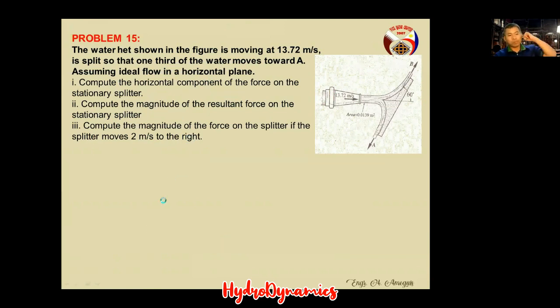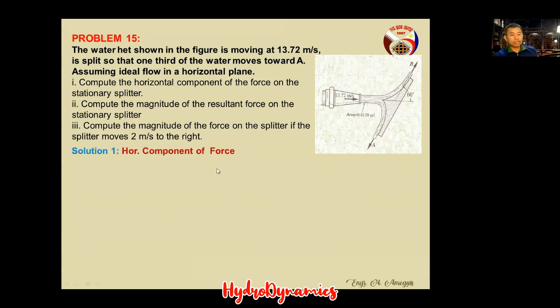Okay? Is split so that 1/3 of the water moves towards A, assuming ideal flow. So when you say ideal flow, that is a frictionless flow. There's no head loss. Compute the horizontal component of the force on the stationary splitter. Magnitude of the resultant force and the magnitude of the force on the splitter if the splitter moves 2 meters per second to the right. Ay, magandang problem ito. So, ganito.